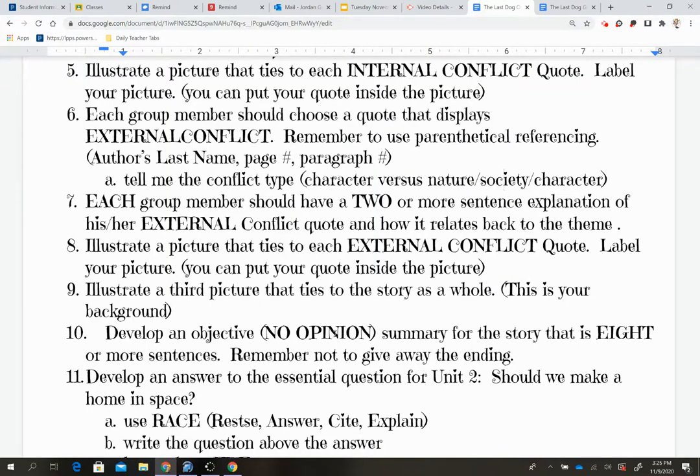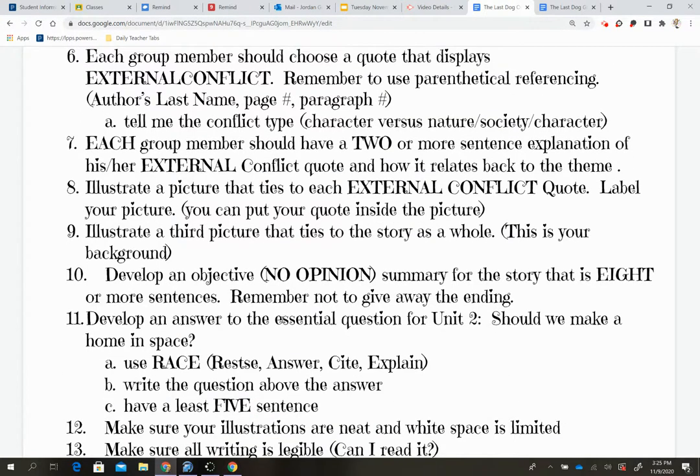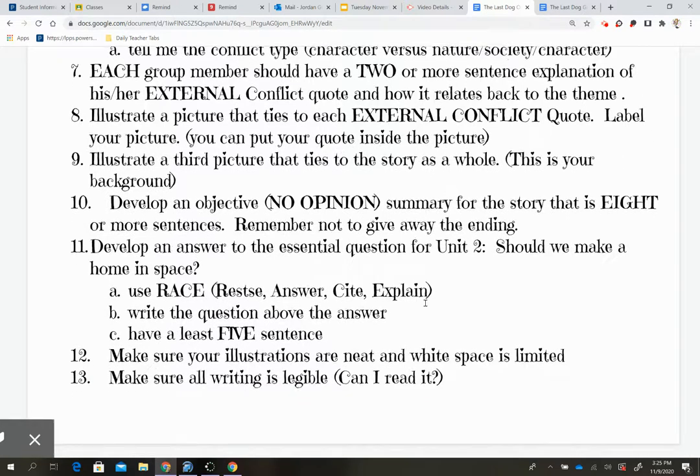All right, and then you have to illustrate a third picture that ties to the story as a whole. So this is your background. Then develop an objective, no opinion summary for the story that is 8 or more sentences. Remember not to give away the ending. They're going to develop an answer to the essential question for Unit 2. It's should we make a home in space? You're going to use RACE, so restate, answer, cite, and explain. You're going to write the question above the answer and have at least a 5-sentence answer. It says make sure your illustrations are neat and white space is limited, and make sure all writing is legible. In other words, can I read it?